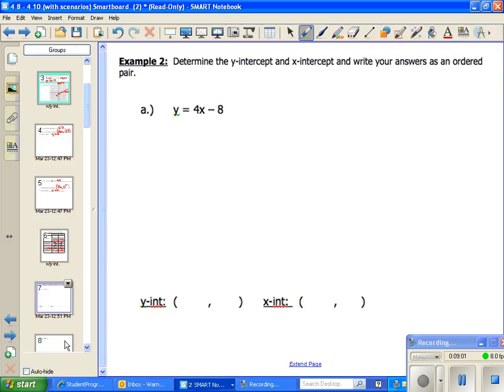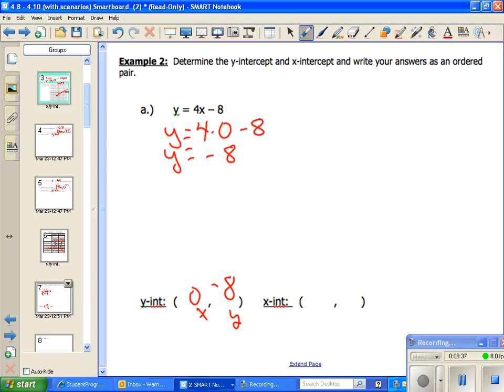Example number 2. Y equals 4x minus 8. So I'm giving you the equation. We want to find both y-intercept and x-intercept. How do you find y-intercept, Mike? Good. Okay, so put 0 right away in place of the x. Y equals 4 times 0 minus 8. So what's y equal, Mike? Okay, good. Negative 8.